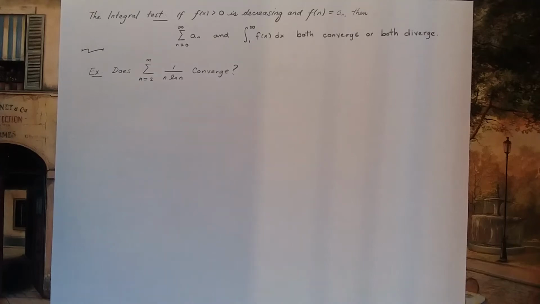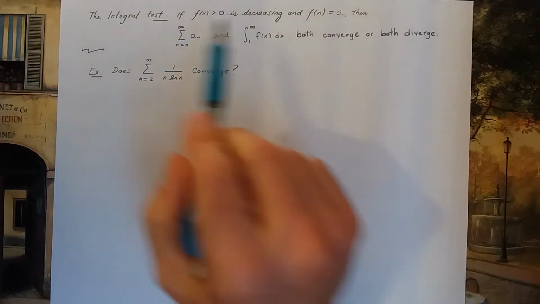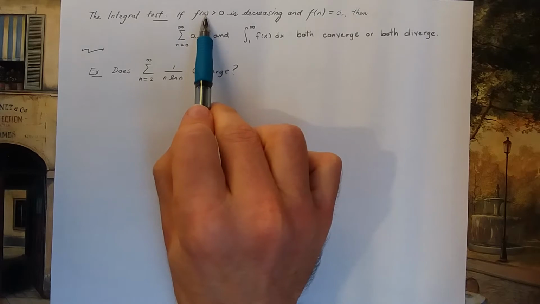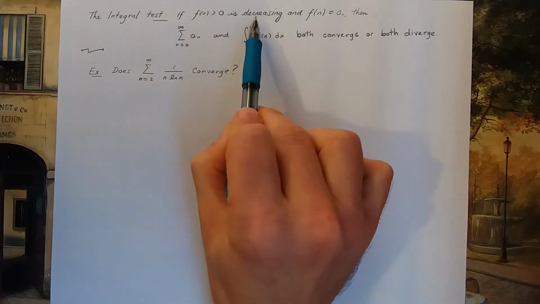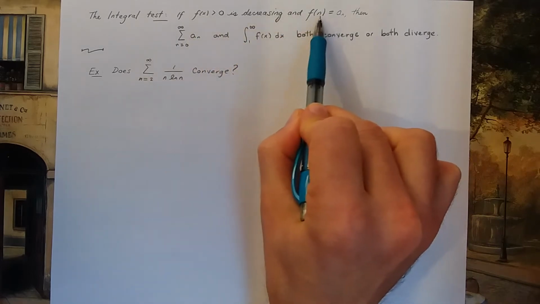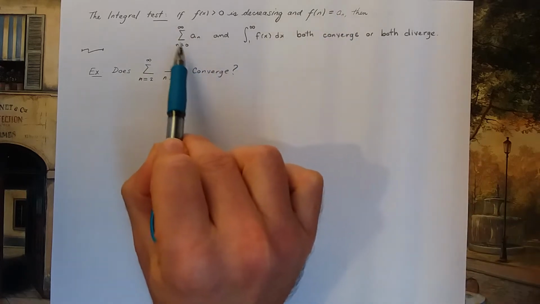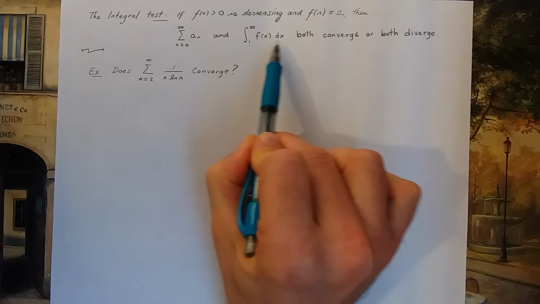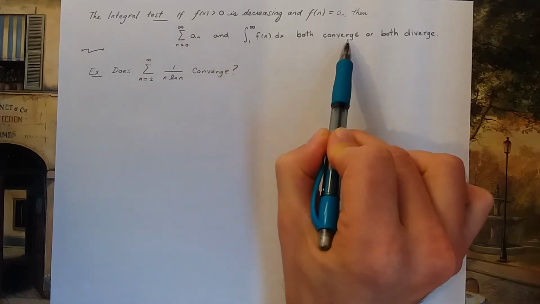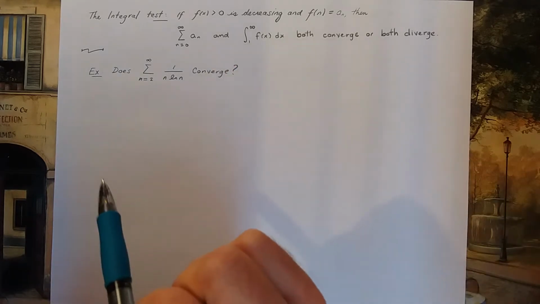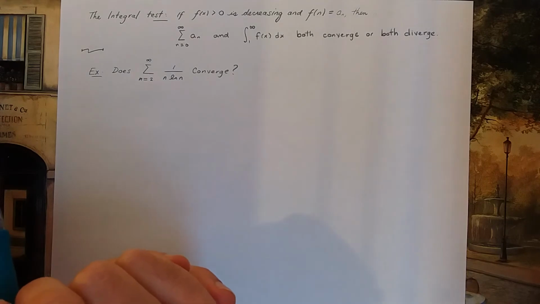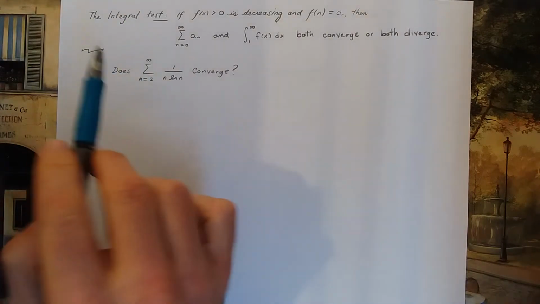We saw the integral test, which I'll remind you of. It says if you have a positive decreasing function, and when you plug in values of n, you get terms in a series, then that infinite series and the integral either both converge or they both diverge. They do the same exact thing. So let's do an example.